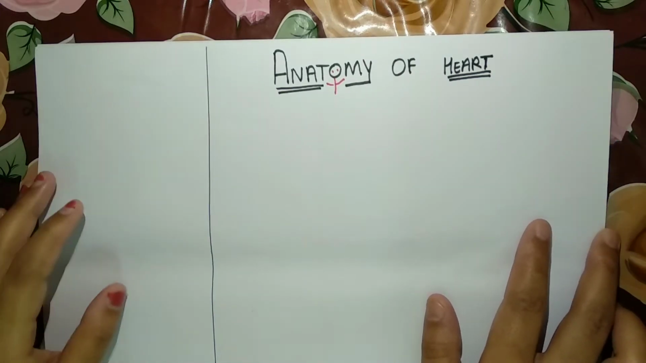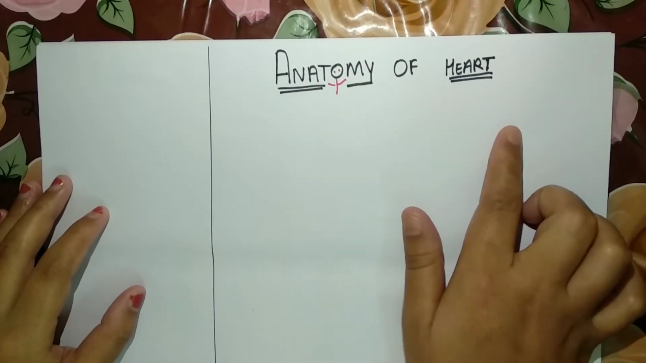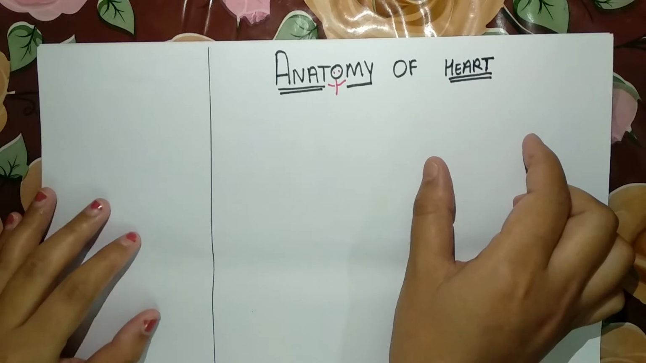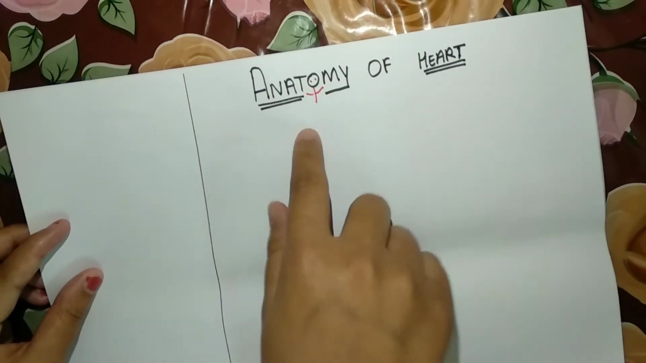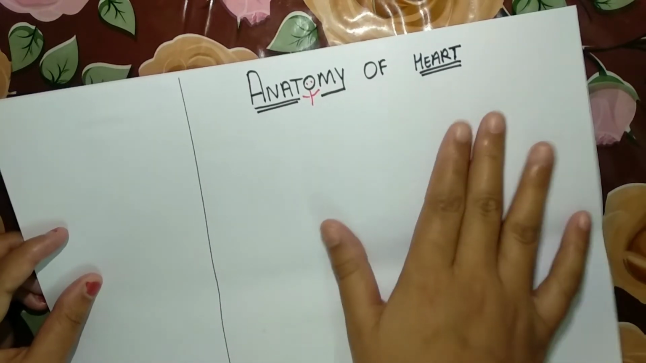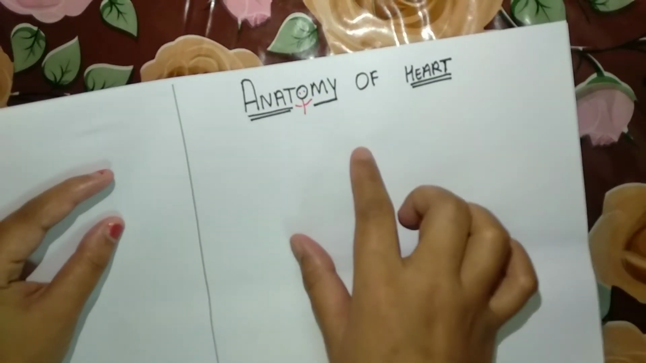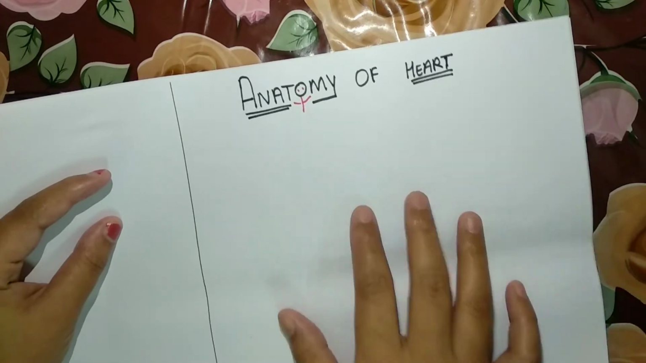Today we are going to study the anatomy of the heart. The anatomy of our heart is very important for the human body. It is a very important organ, and it also carries 10 marks or 5 marks. Today we will see the external features of the heart and some introductions.